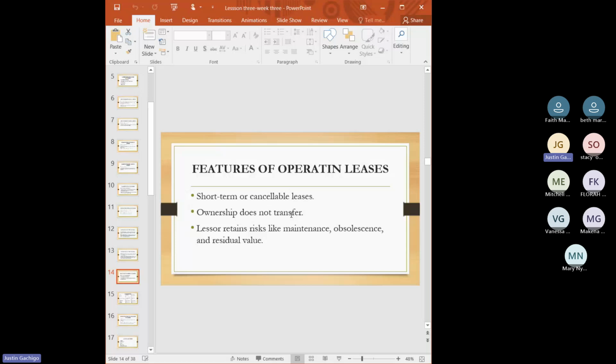Ownership does not transfer. So if you have leased a one-bedroom or a motor vehicle, there is no transfer. Then the lessor retains risks like maintenance, obsolescence, and residual value. So it is the responsibility of the landlord or the lessor to do maintenance of the house, if there is any obsolescence, especially on IT equipment, and if there is residual value, that is the value that remains at the end of the lease payments. The lessor will be expected to retain those particular risks.